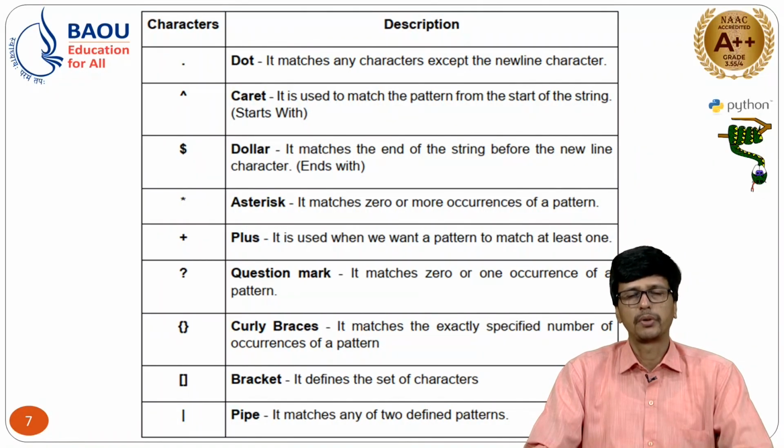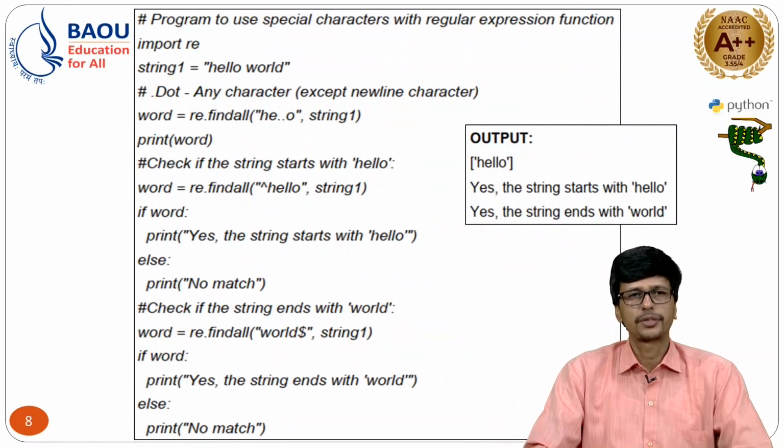For example, you can enter any integer number here, so you can find the exactly specified number of occurrences of that particular pattern. Then square brackets define a set of characters. Suppose you want to put some searching criteria, for example you want to find letters between A to F, then you can write A dash F. For this kind of searching criteria you require square brackets. Then the pipe: suppose you have two strings and you have to choose any one of those two strings, in that case you use this pipe symbol. Now we will see all this with one demonstration.